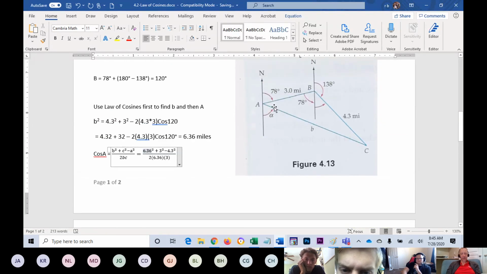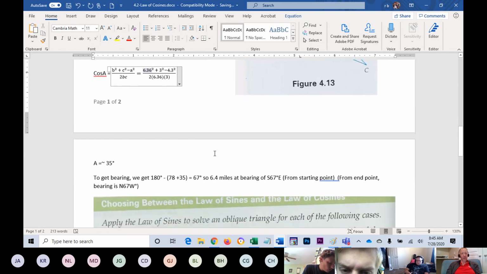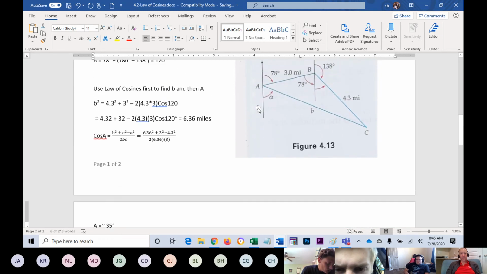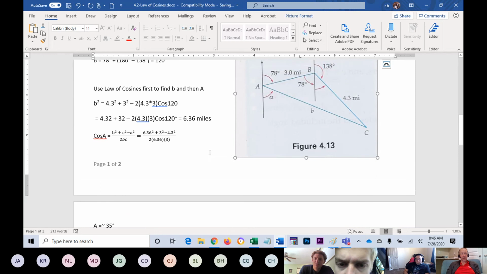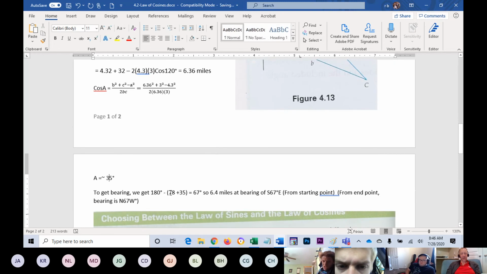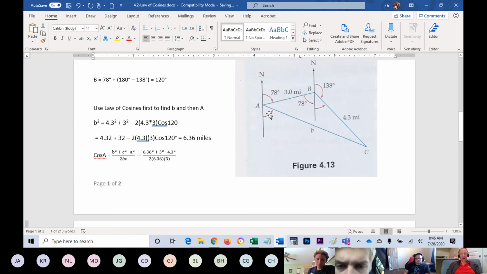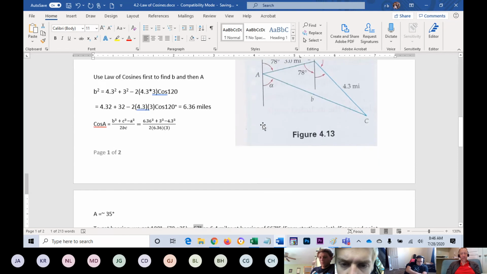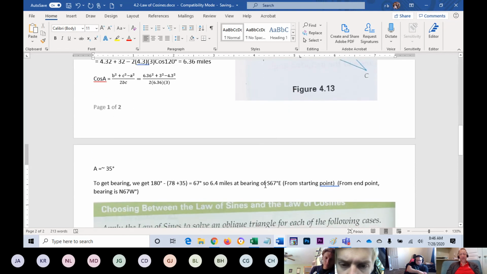And that's this piece right here in the middle. It's not marked, okay? And so to get the bearing, you're going to be about 6.4 miles at a bearing of south 67 degrees east, because 78 plus 35 is whatever that number is. So 180 minus that is your 67 degrees. And so this alpha right here is your 67 degrees. So you're going to be south 67 degrees east from the starting point.